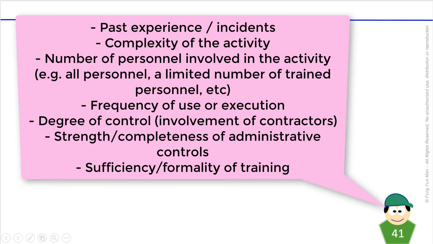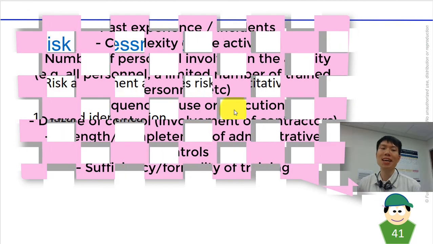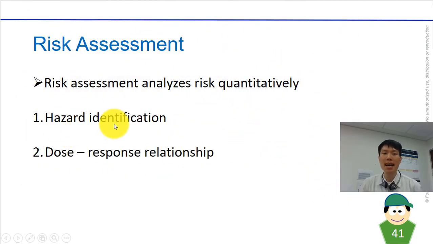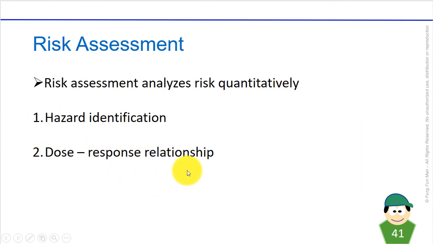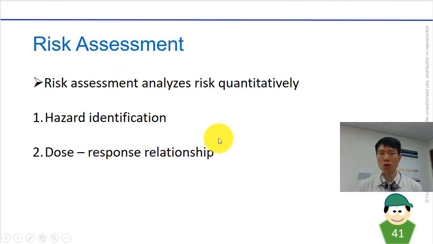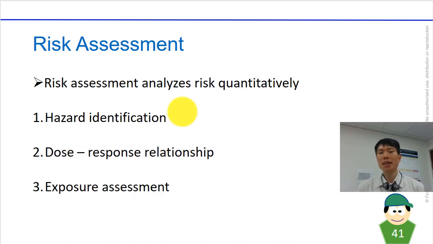So the key main steps of risk assessment. Number one is hazard identification. What kind of hazard? Electrical hazard, fire hazard, chemical hazard. Next is the dose-response relationship: how much is needed to cause severe damage in the health system? And next, exposure assessment: how likely are we, or the people involved, to be exposed, to encounter this kind of risk?